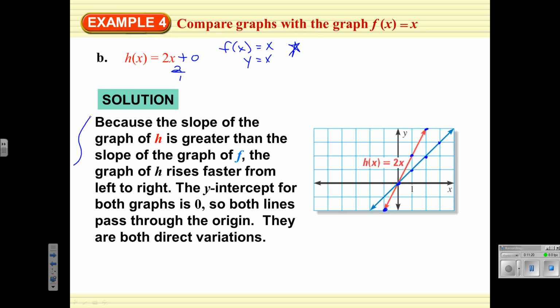So here again, here is an example of what a good comparison answer looks like. This is what I am expecting when it wants you to compare the graphs of the equations. Because the slope of the graph of h is greater, because 2 is greater than 1, okay? Since the slope of the graph of h is greater than the slope of the graph of f, the graph of h rises faster from left to right. It's more steep, okay? The y-intercept for both graphs is 0, so they both pass through the origin. They are both direct variations because they both pass through the origin. So just some good comparisons of what we notice about the two lines. So those are the kind of things I want you to look for when it asks you to compare.